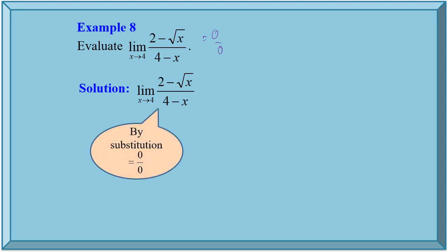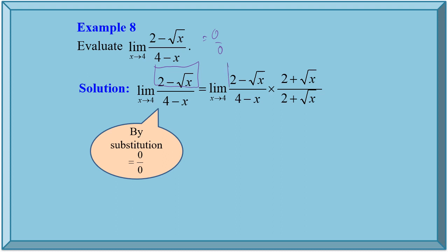So what is the conjugate? We have a surd at the numerator. So what is the conjugate of the numerator? We change the sign for the second term, which is 2 plus square root of x. So multiply both numerator and denominator with 2 plus square root of x. And then, which one should we expand? Okay, we should expand the numerator because the conjugate here is the numerator conjugate.